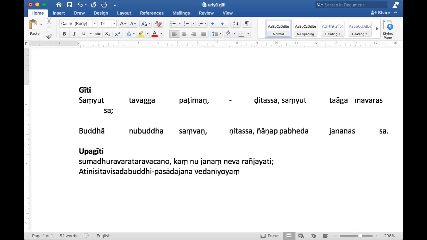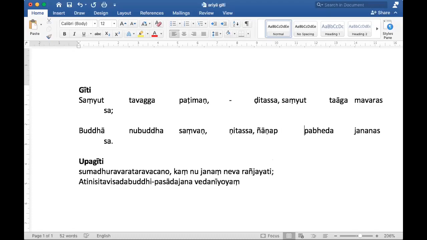So we can observe the Arya characteristics in this half also. So this is a good example for Giti verses. It's from the commentary of the Sangyutta Nikaya. Okay, is it clear for you?